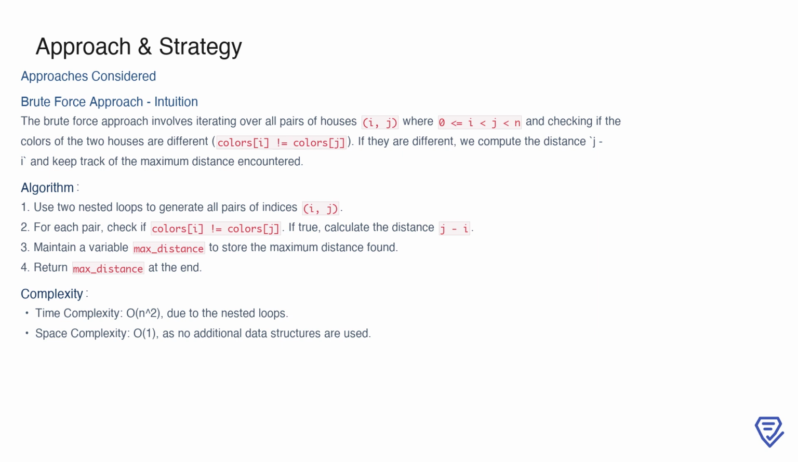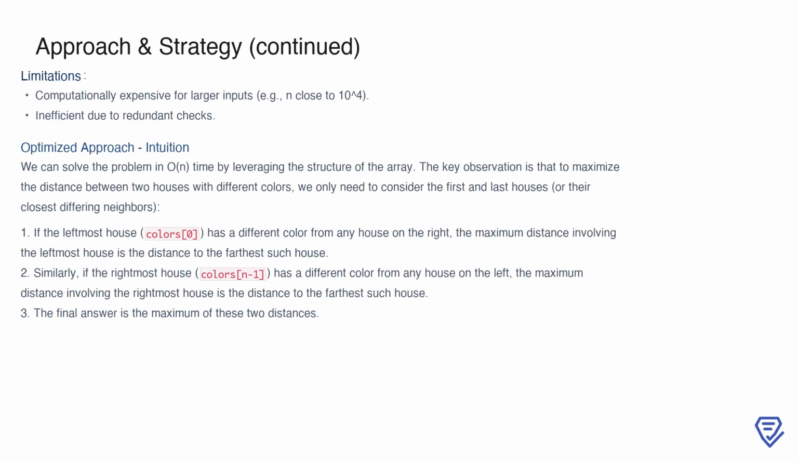While this approach is simple to understand and implement, its major downside is the time complexity of O(n squared). This quadratic growth makes the method impractical for larger arrays, especially when the input size approaches 10,000. However, it does not require extra space, as the space complexity remains O(1). The brute force approach has clear limitations. It involves redundant checks and becomes computationally expensive as the input size grows. For instance, if we have an array with a length close to 10,000, the number of pairwise comparisons would be around 50 million, which is highly inefficient.